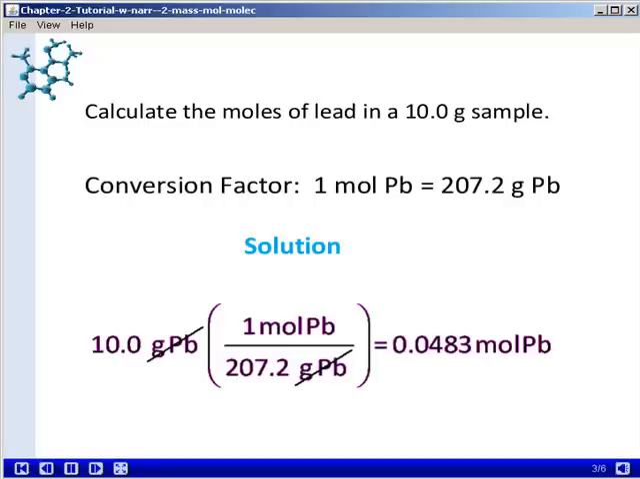The solution to this problem amounts to taking the given quantity, 10 grams of lead, and using that conversion factor such that grams of lead cancel out, leaving us just with moles of lead as an answer. And the answer that we get should have 3 significant figures, and we get 0.0483 moles of lead.